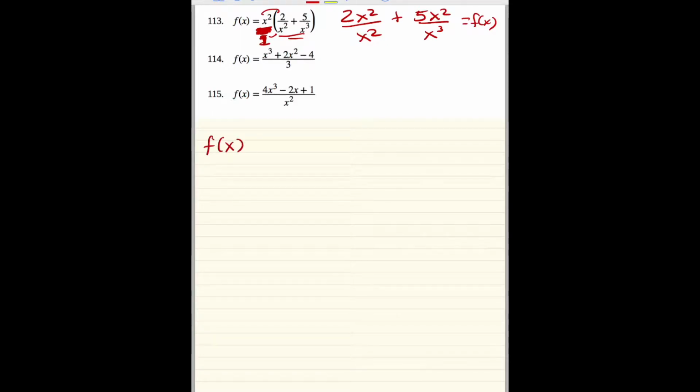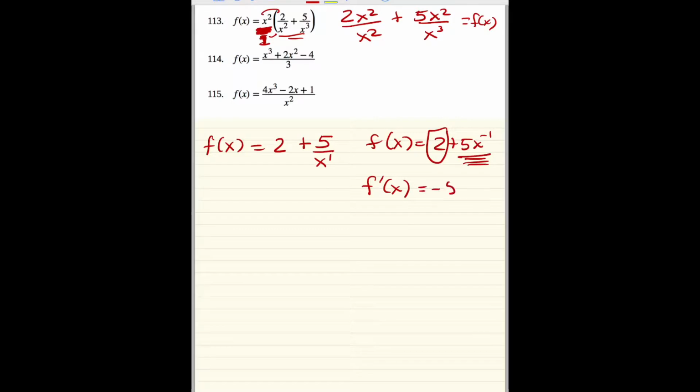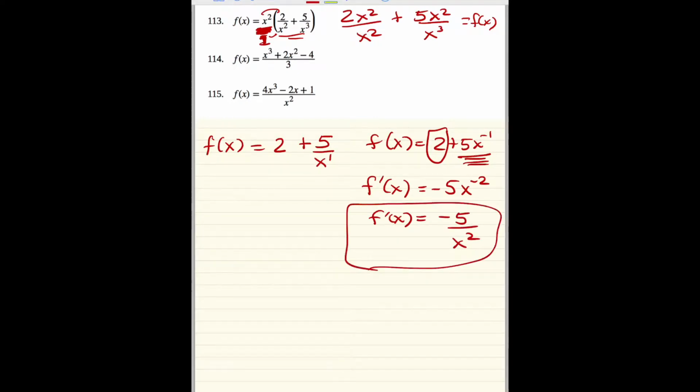So remember, this is f of x. So f of x is going to be 2 plus 5 over x to the first. Since that's a monomial in the denominator, I can rewrite this as 2 plus 5x to the negative 1. Now I'm ready to take the derivative. And notice I don't have any products or quotients. The derivative of this guy is 0. The derivative of this guy is negative 5x to the negative 2. And as I stated earlier, we don't like exponents to be negative, so this is my answer to 113.